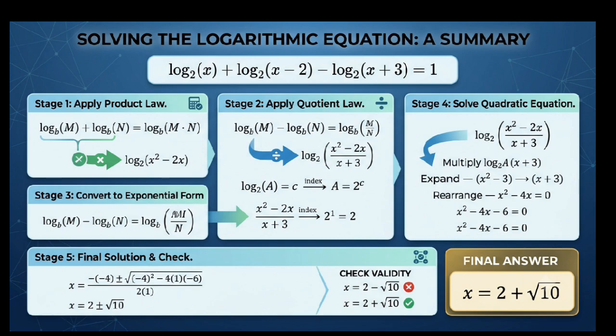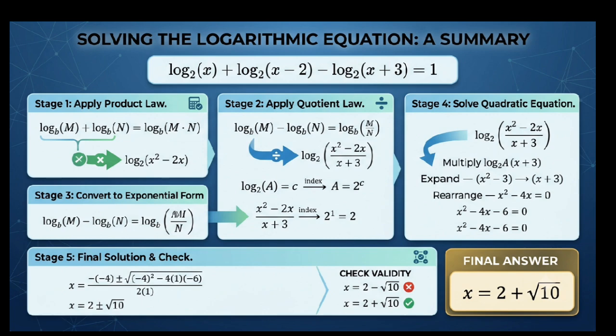Now it's just algebra. Multiply both sides by (x plus 3) to clear the fraction, which gives us x squared minus 2x equals 2x plus 6. Bringing all the terms to one side sets the quadratic equation to 0. x squared minus 4x minus 6 equals 0. Putting these numbers into the quadratic formula gives us two possible mathematical answers. x equals 2 plus the square root of 10, or 2 minus the square root of 10.